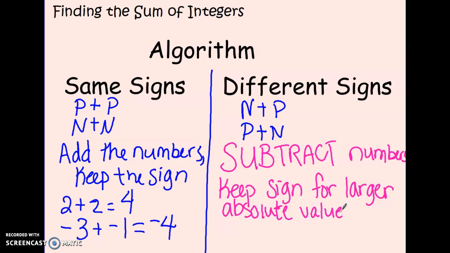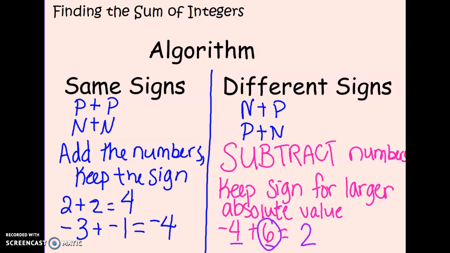That means if I've got negative 4 plus 6, I'm going to take and subtract these two numbers. So 6 minus 4 gives me 2. Because 6 is my greater number, it's going to remain a positive.